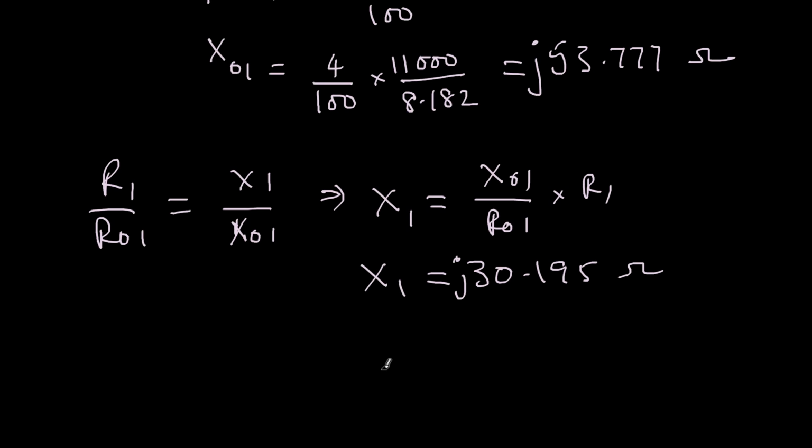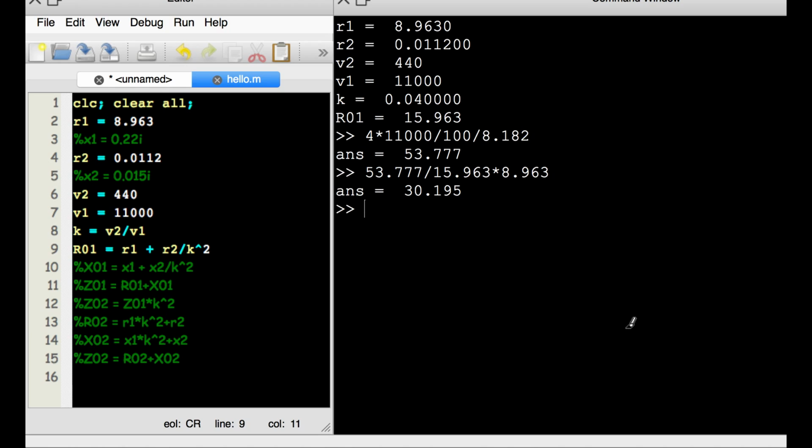So this is x1. Once I have x1, now I can find x2 dash. So what is x2 dash? It is nothing but x2 by k square, which is x01 minus x1. So 53.777 minus 30.195. I'm getting 23.582.